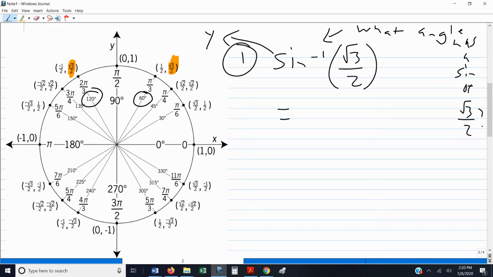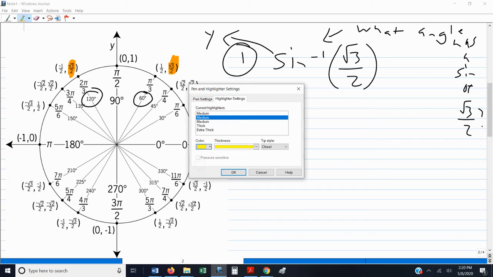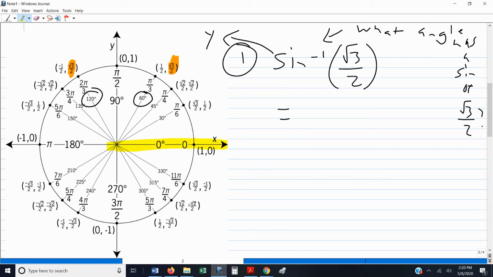And the way that the worksheet kind of norms on this and the convention they follow is they choose the angle that is closest to 0 degrees. So their answer for this one, what angle has a y value of √3/2? What is the inverse sine of √3/2? They're going to go with this one. They're going to say 60 degrees is the answer, just because it's the closest to 0 degrees. And I'll show you a couple examples of that.